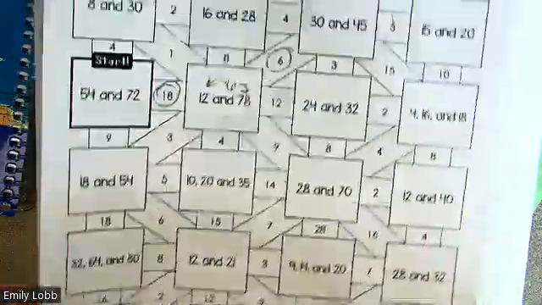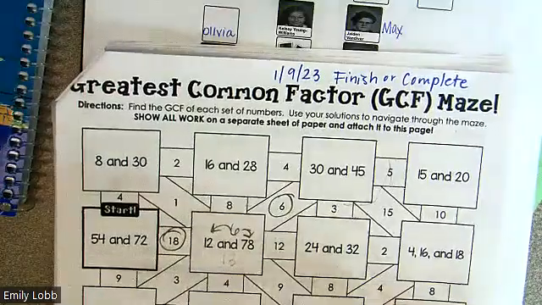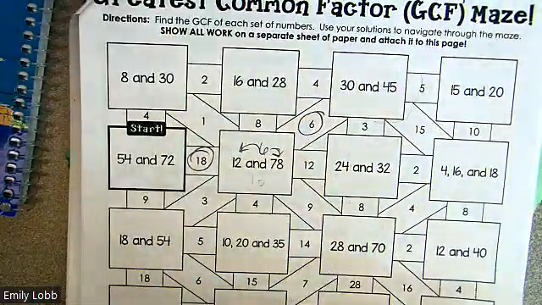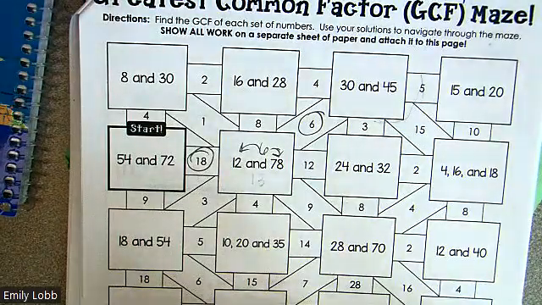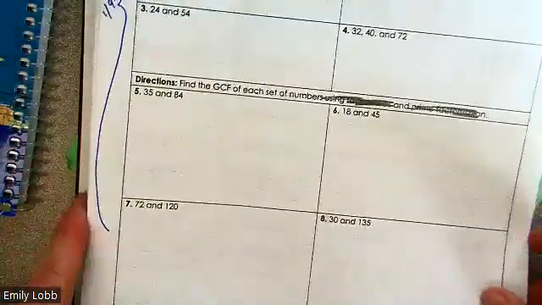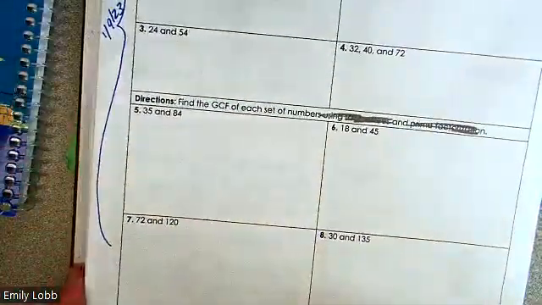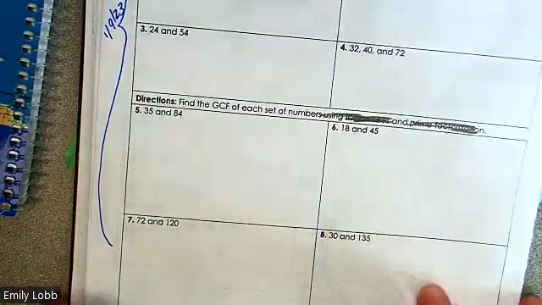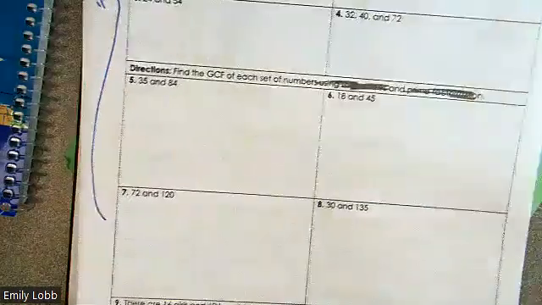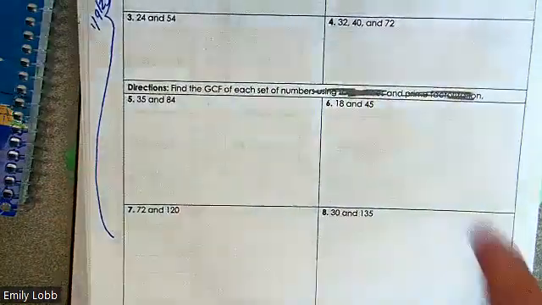And then you should have finished or completed the greatest common factor maze. Guys, I'm just turning page by page. Quit being lost. Stay with me. So turn the page. On the back of the greatest common factor maze, you should have done 1 through 8. So some of you may have done a few here already, but you should have done 1 through 8.